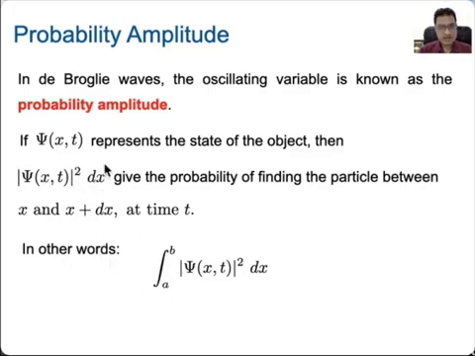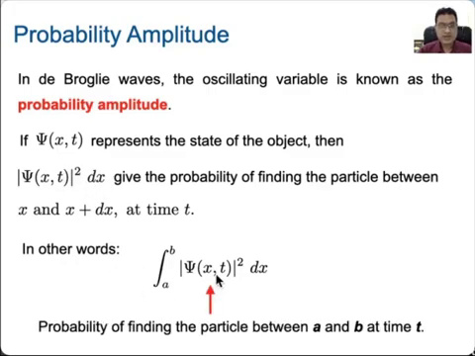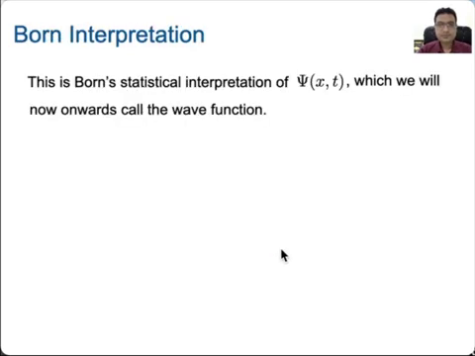Or in other words, you could write down: let's take this quantity and integrate it between a and b. Then we can say that the probability of finding the particle between a and b at time t is given by this expression. So this is known as the Born interpretation, or Born statistical interpretation, of this state psi(x,t), which we will call the wave function from here onwards. And Max Born got the Nobel Prize for this interpretation.